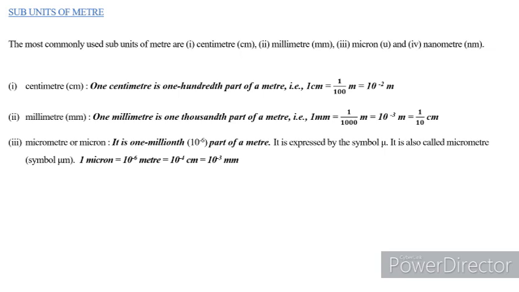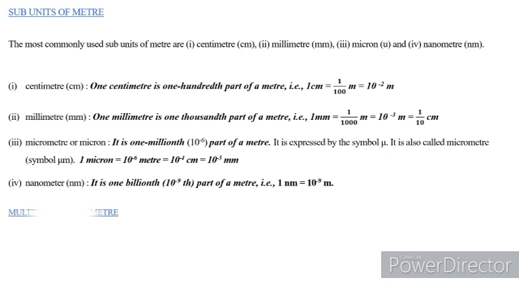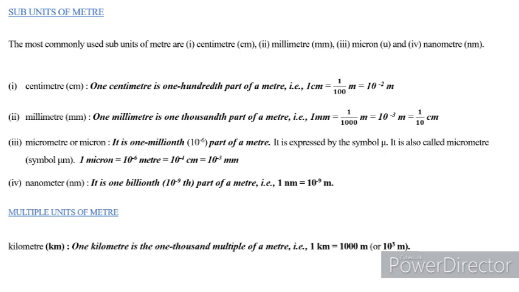Micrometer or micron is the 1 millionth part of a meter and it is expressed by the symbol mu, and it is 10 raised to minus 6 meters or 10 raised to minus 4 centimeters. Nanometer is almost the smallest part, 1 billionth, and it is 10 raised to minus 9 meters. Now you see multiple units of meters, and the highest multiple unit for meter is kilometer. 1 kilometer is equal to 1000 meters.